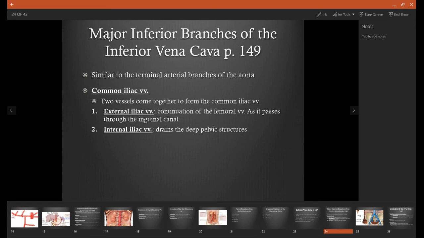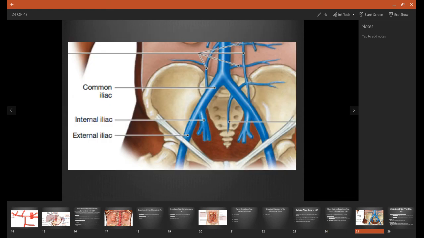But as the femoral vein is going back to the heart, once it passes the inguinal canal, it becomes the external iliac vein. And then the external iliac vein will meet up with the internal iliac vein coming from those deep pelvic structures, and they'll form the common iliac vein. Now, the common iliac vein, again, will meet up with the other common iliac vein, and then they'll form the inferior vena cava. That's what we see going on in this picture.